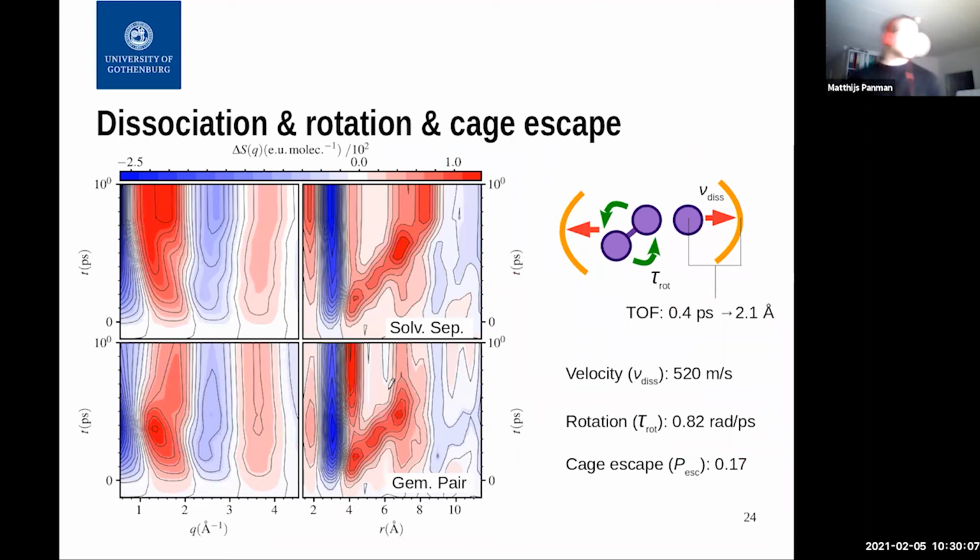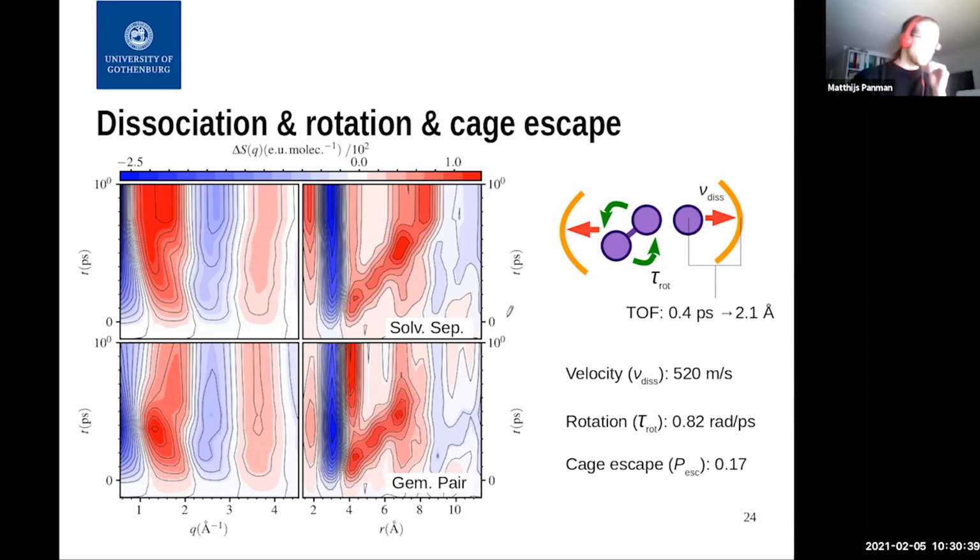So moving on to the dynamics, the dissociation and the rotation part of the reaction. The initial part, where the iodine atom dissociates from the rest of the I2- fragment, is the same for both the solvent-separated species and the geminate pair. So the velocity, for example, we modeled as the same.